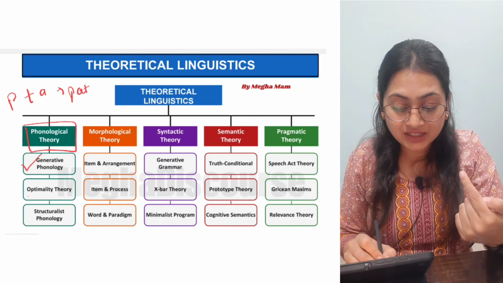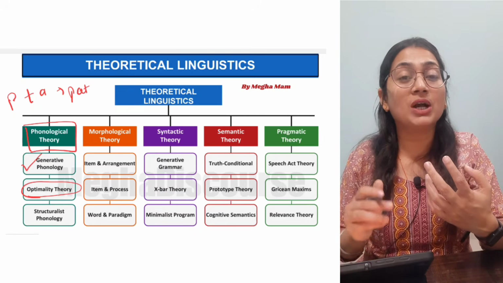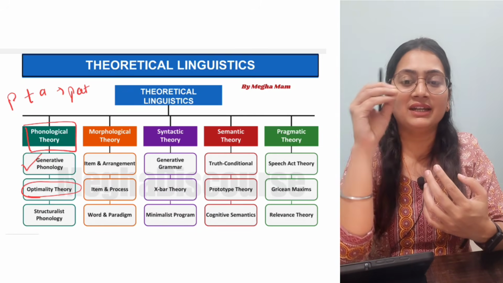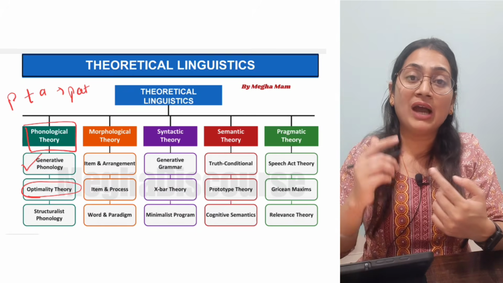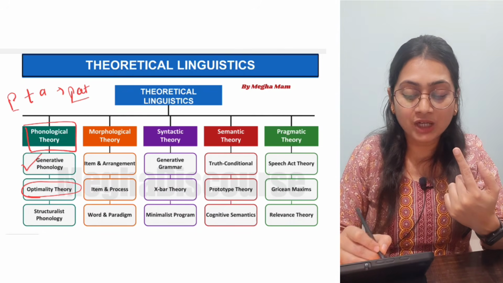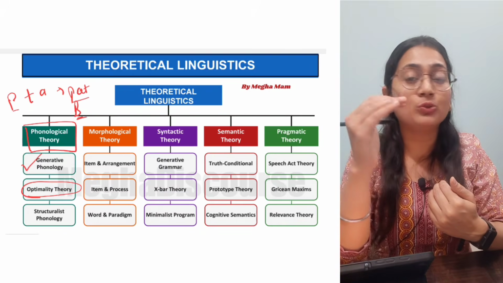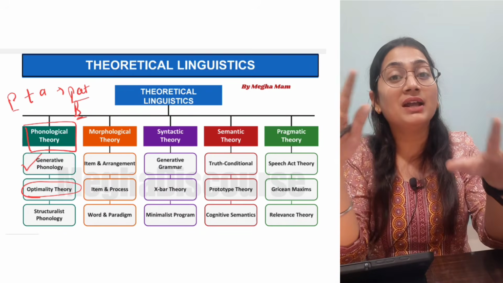Then we have optimality theory, that the sound system comes after constraint. It means that if I have to pronounce pet, I have to use P. If I have to pronounce bat, then I have to use B. I cannot use B to pronounce pet. That is optimality theory.